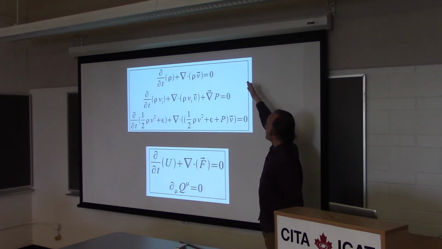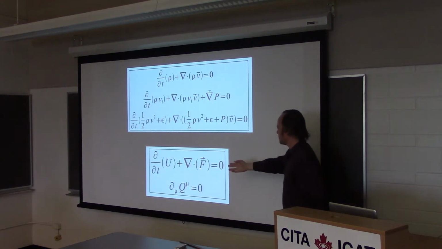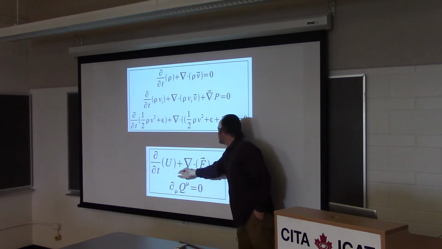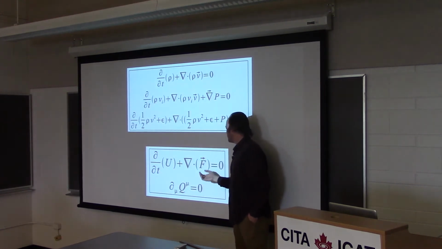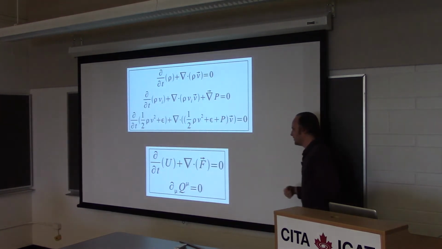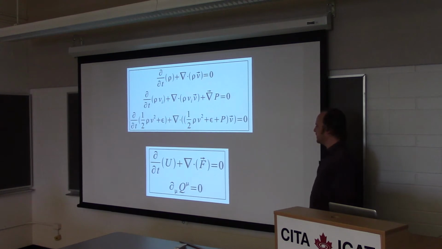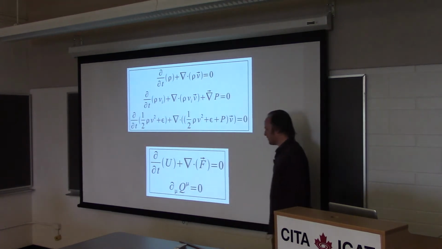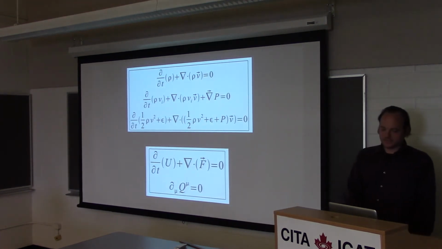All of Euler's equations are conservation laws: conservation of mass, momentum, and energy. So they can all be expressed in this nice form, where U is some conserved density, and F is the flux of that conserved quantity. For some reason, I decided to write the relativistic form of that there. I don't know why. It's an old slide.